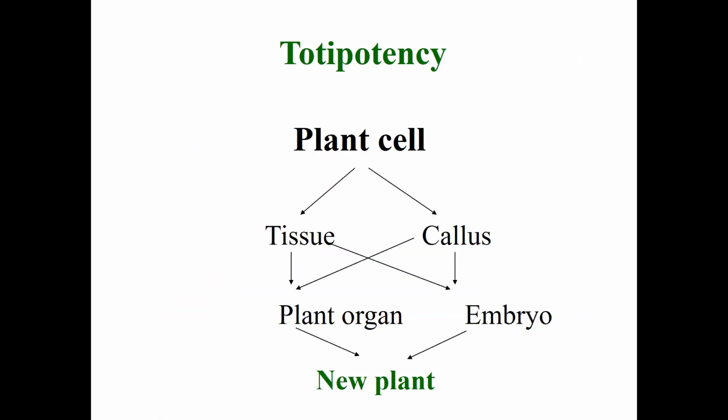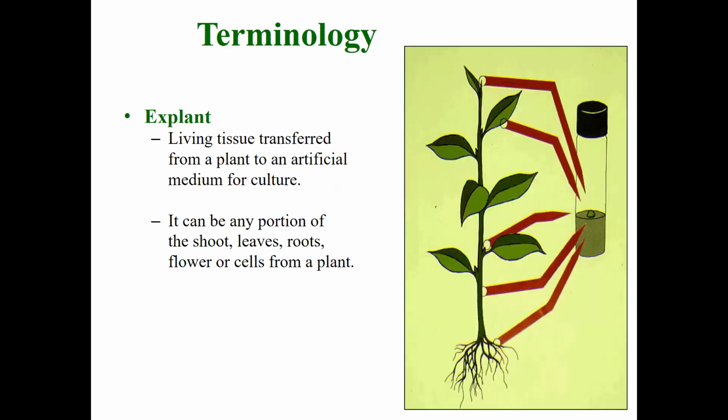So, for example, you take a plant cell, it will grow to tissue or callus. Callus is profusely developed parenchymatous cells, and then they can differentiate into plant organs or embryos and the whole plant. Let's know some important terminology used in plant tissue culture. Remember that plant tissue culture is still a powerful biotechnology.